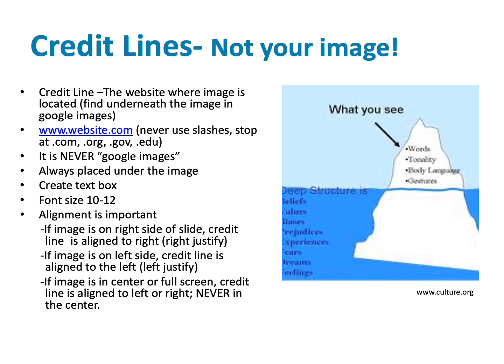Okay, so credit line is the website where the image is located. I showed you on the previous slide where that is on the image. When you create a credit line, you actually are creating a text box under your image, and you then type the website into that text box. You always have the website .org, .com, .edu. You never have the slashes and all of that.